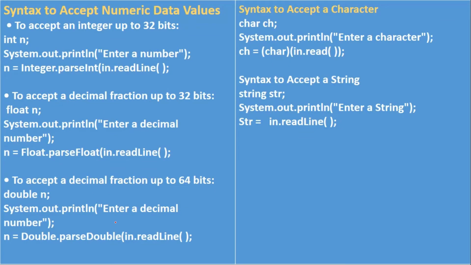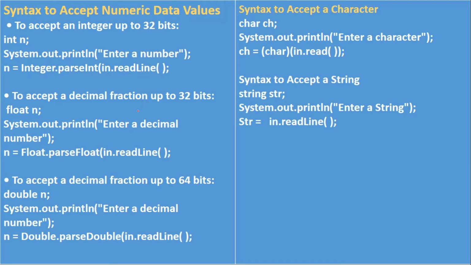Now the syntax to accept numeric data values. That means how you will take the numeric data values with the help of the InputStreamReader class. So if you want to take an integer up to 32 bits, then you have to declare the variable, write int n, then write "enter a number", then the value of variable n you will take as Integer.parseInt(in.readLine()).